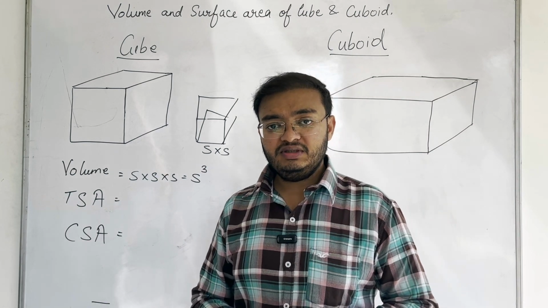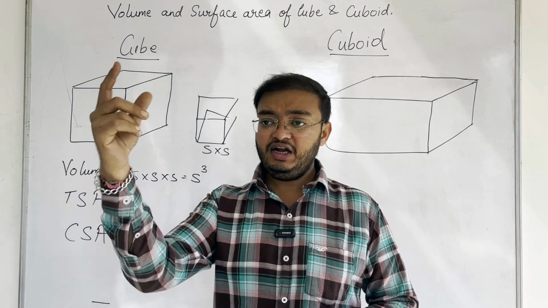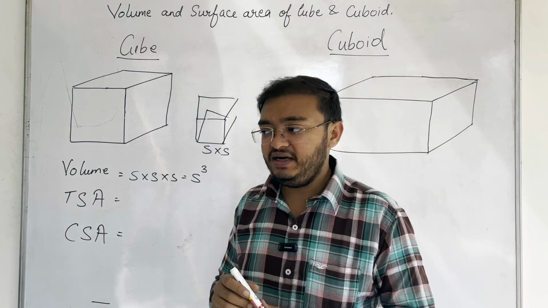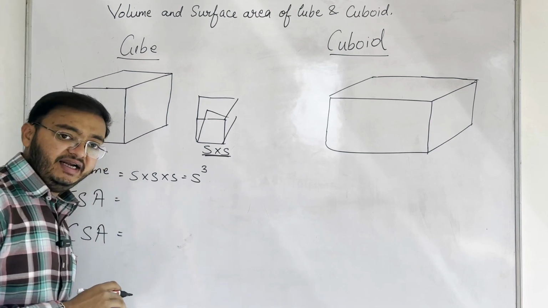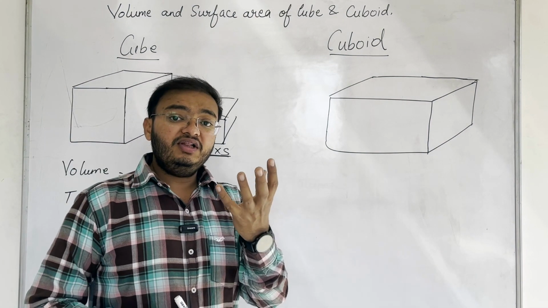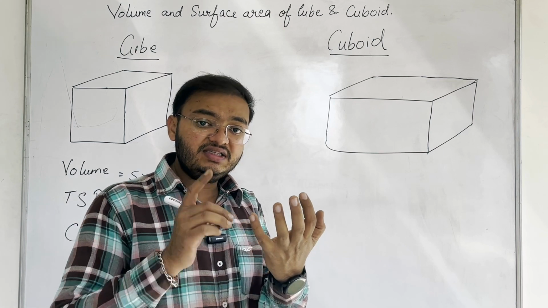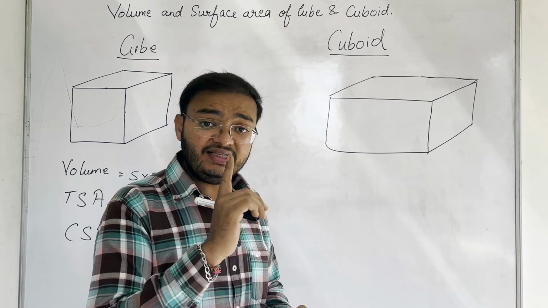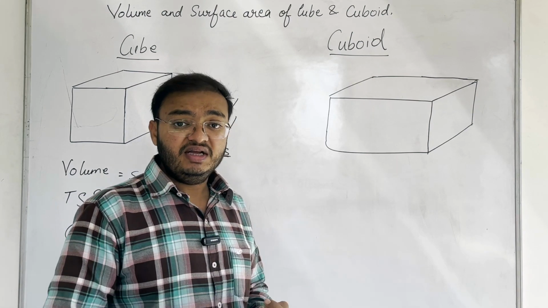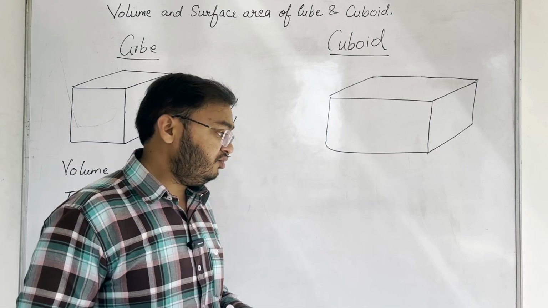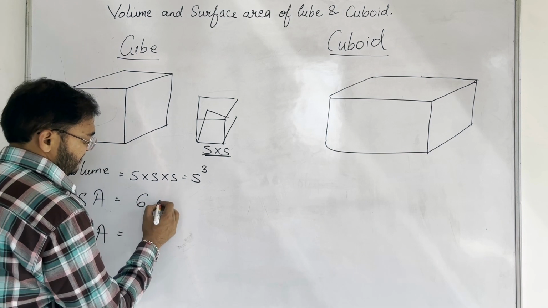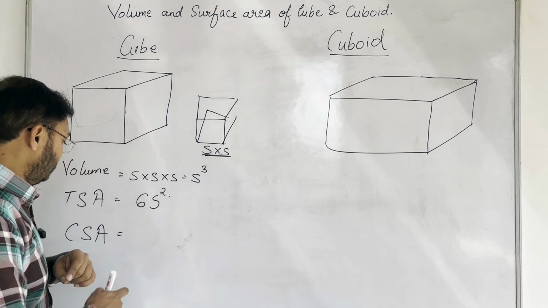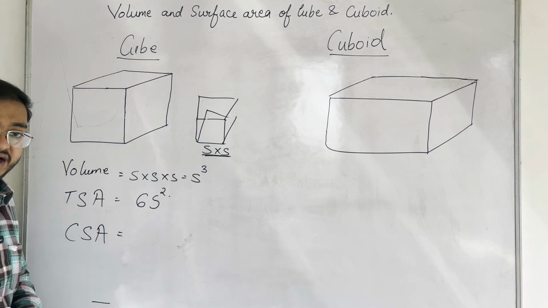If I take a cube and see it from the front part, it looks like a square only. And what's the area of a square? Side into side. So if the area of one surface is side into side, and I have 6 surfaces, and each and every surface has the same dimensions, the same area, side into side, then the total is 6 into side square. This is known as the total surface area. I hope this is very clear and easy for you.